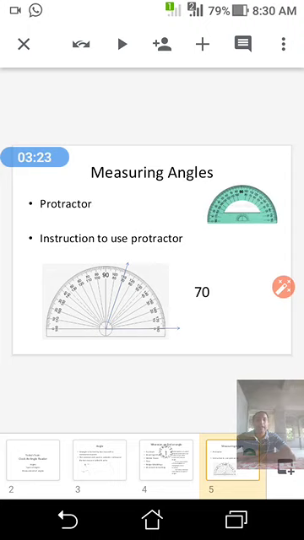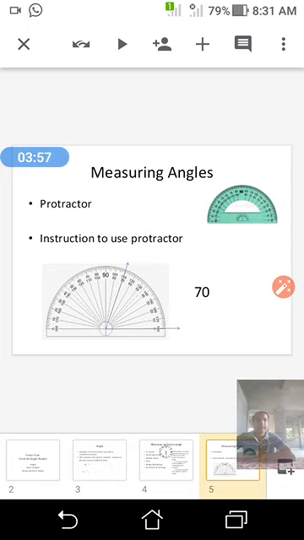Measuring angles is done with a protractor. You can see the figure of the protractor which is found in your geometry box used in the classroom. So what are the instructions required to use a protractor? As we are going to use a protractor for measuring angles, let us see how to use it.